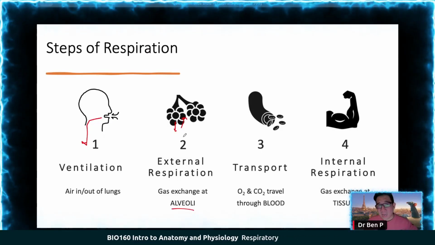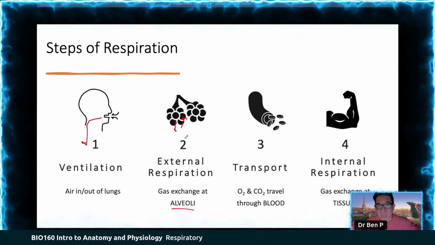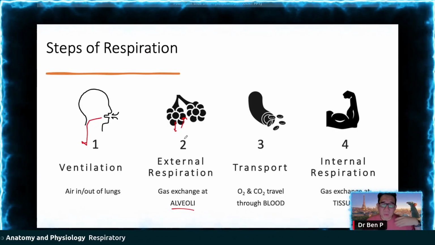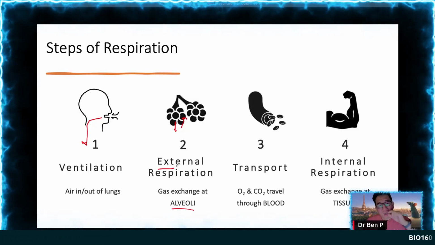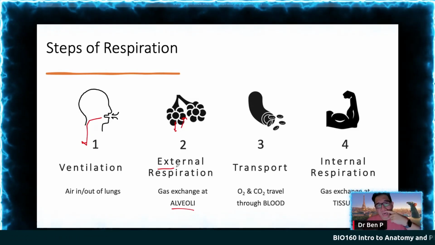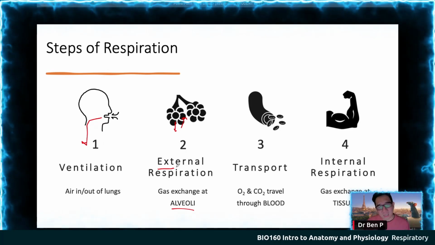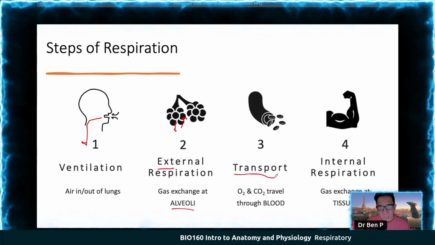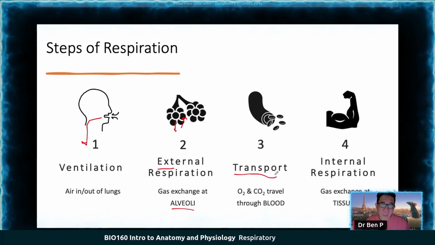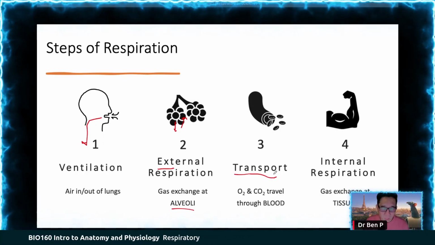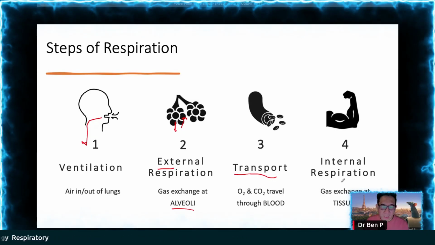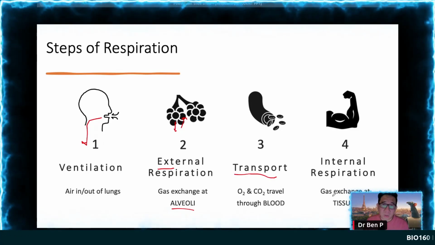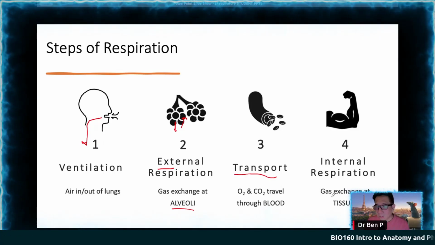Technically, it's called external because it's touching the outside world. Think of it that way. When we talk about external, you might think it's on the outside, like your face, but think of it as touching the outside, like your nose going in is touching the outside part. Then you have the transport, which is just transporting through your blood system, and then you have internal respiration. This is where it exchanges with your tissues and your cells.